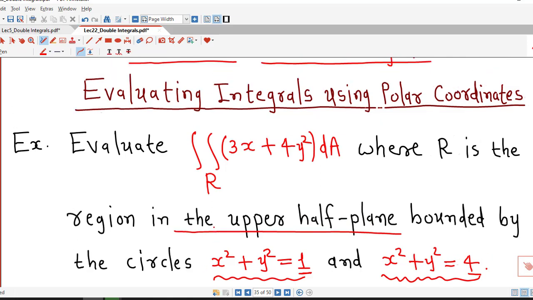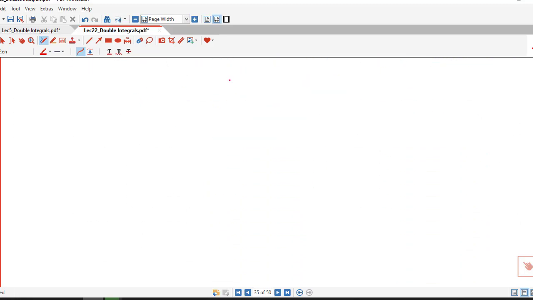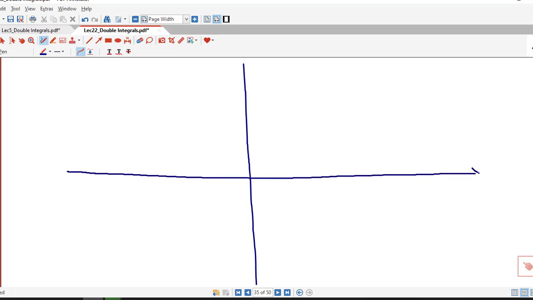So first we will sketch the region of integration, and then we will convert this integral into a polar integral, and then we will try to evaluate it using polar coordinates. So first we try to sketch the region of integration. First we sketch the coordinate axes. Suppose this is the y-axis, and then we sketch the x-axis.